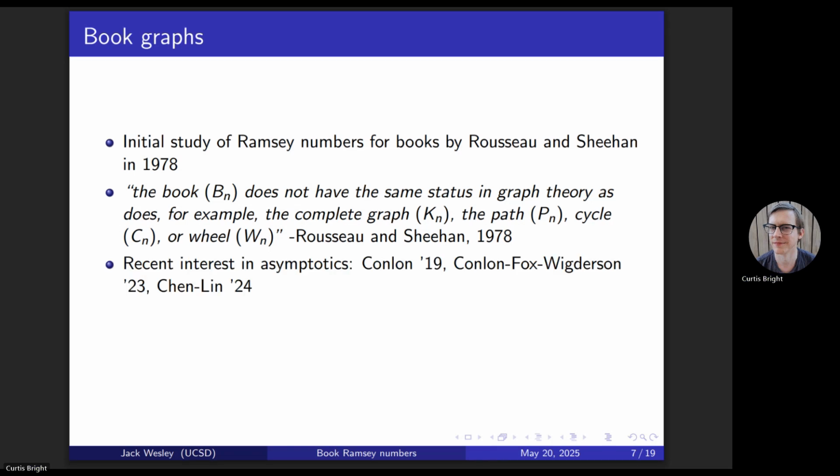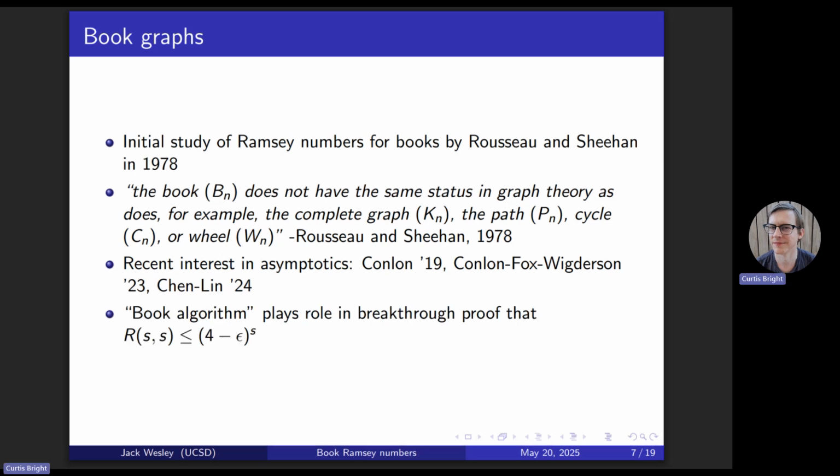Very recently, there's been a lot of interest in the asymptotics of these book graphs, and a lot of nice results and characterizations of some of the extremal colorings in an asymptotic sense. And there's this recent breakthrough on the asymptotics of the diagonal Ramsey numbers, and something called the book algorithm plays a key role in this proof. That got it from 4 to the s to something smaller than 4 to the s. So the point is that books are interesting, I hope.